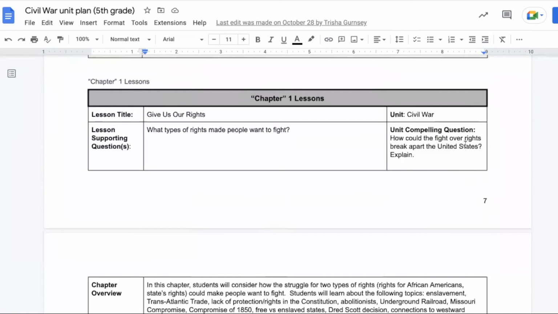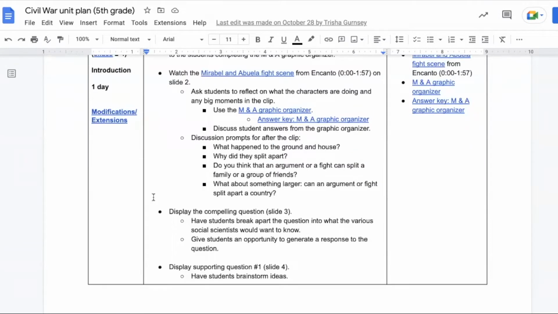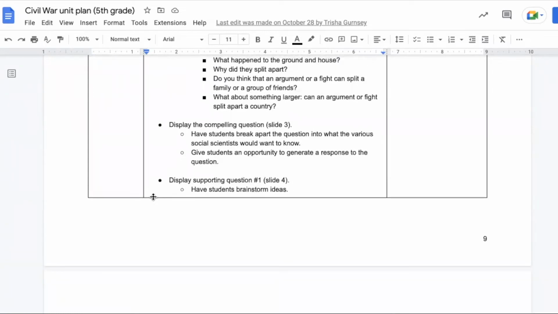Chapter 1 lessons are entitled Give Us Our Rights. These lessons are centered around supporting question 1, what types of rights made people want to fight? We begin lesson 1 by watching a small scene from Encanto where Mirabel and Abuela are fighting. There's a graphic organizer for students to use while they're watching the clip. You may have to watch the clip a couple of times to get all the information. Following that, discuss some of the items from the graphic organizer and from what was noticed in the clip. This is the point where you share the compelling question, have students pull out the information that social scientists would want to know, then show supporting question 1 and give students time to brainstorm.